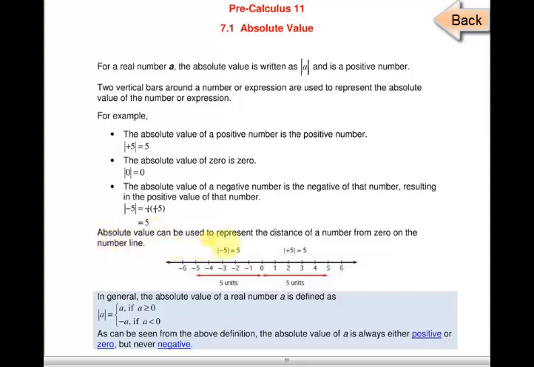Absolute value can be used to represent the distance of a number from 0 on the number line. Let's say that our number a is negative 5. One way that you can think about the absolute value of negative 5 is how far is that number away from 0? It would be 5 units away from 0, so the absolute value of negative 5 is 5. And then let's say that a is equal to positive 5. Well, then the distance between 0 and 5 is 5, so the absolute value of positive 5 is equal to 5.